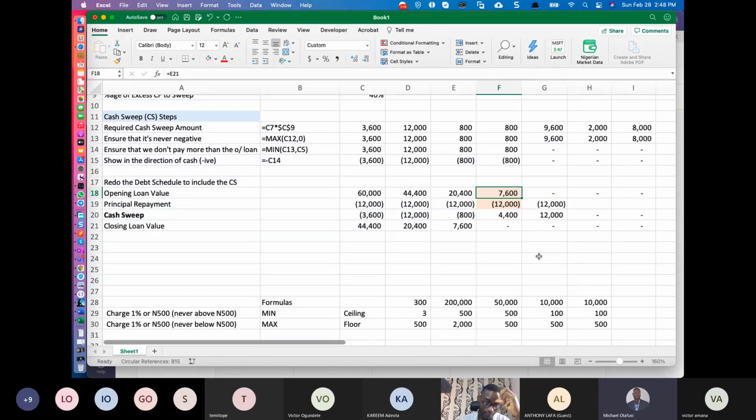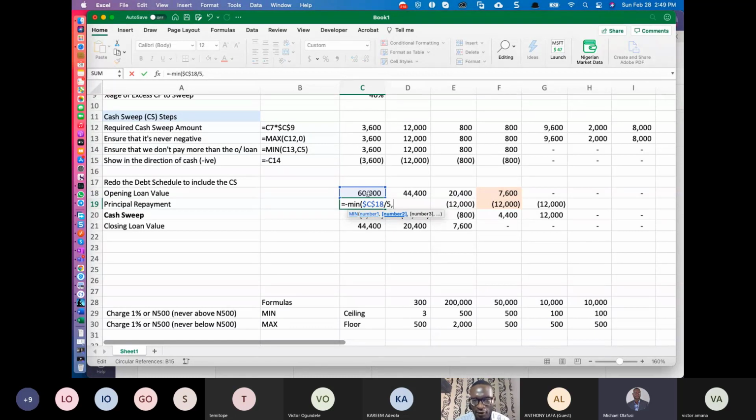Anybody? Let me check the chat, see if anybody has dropped anything in the chat. Okay, so it's a ceiling. Yeah, so we're going to set a ceiling. What do we use to set a ceiling? Min. So I'm going to come in here, and before I put the minus, I'm going to say that I want to set a min that ensures that we do not pay more than the opening amount, more than what we have outstanding, right?